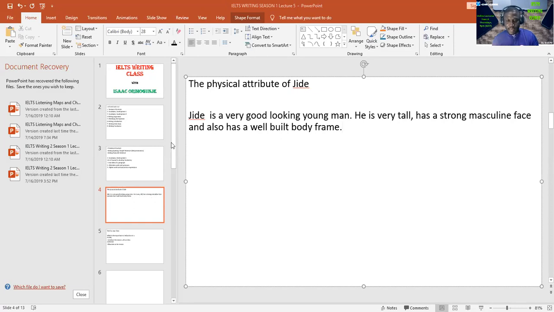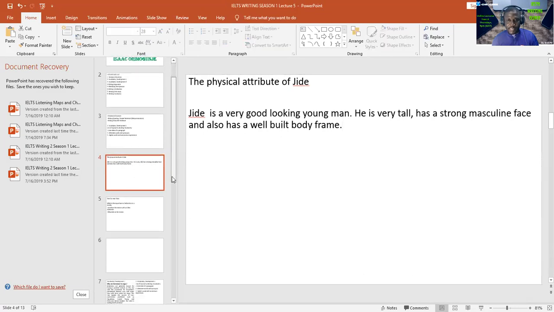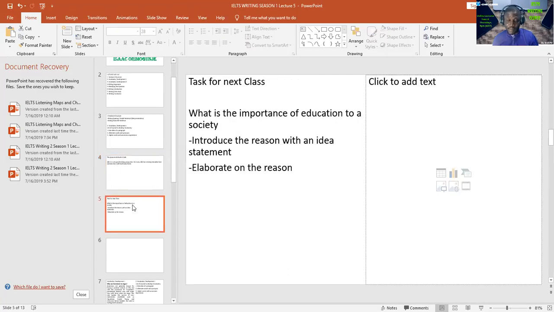Before I'm through, I want to see the responses to the last assignment. This was the assignment I gave in the class last time. I said, what is the importance of education to a society? You need to give me the explanation.